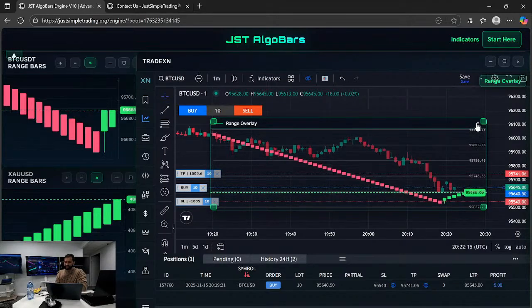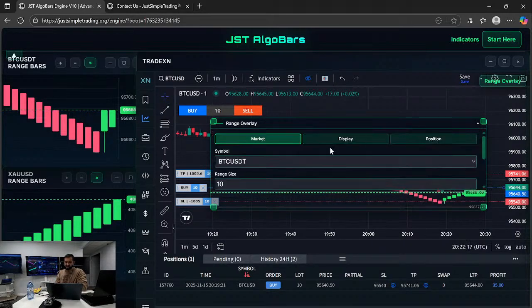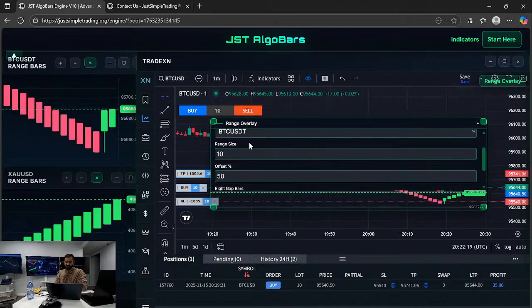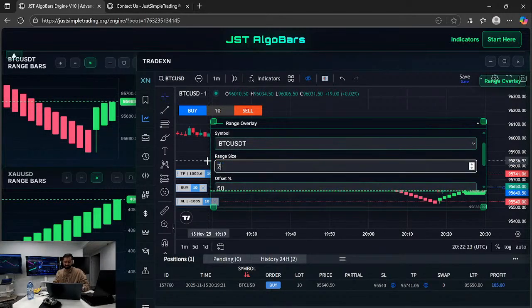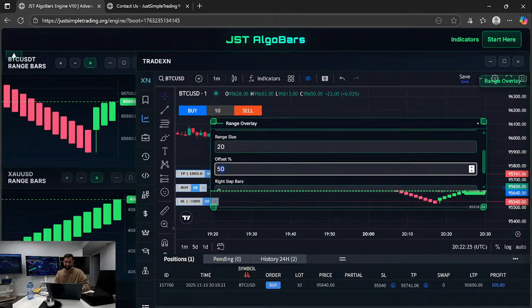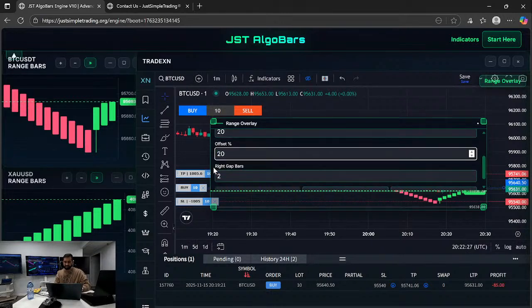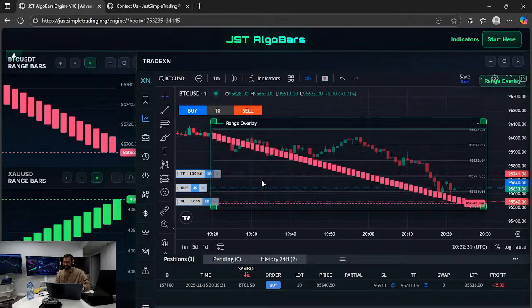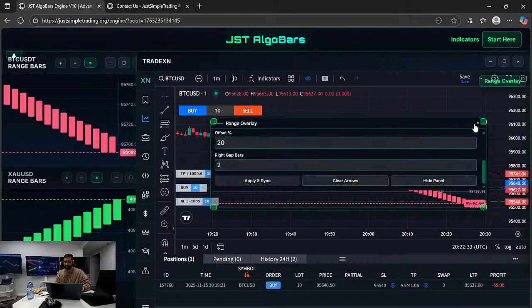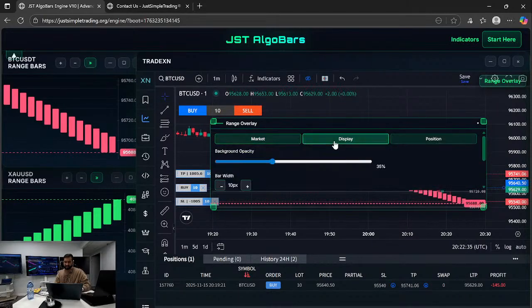Now, if you click this arrow on the top right, you go into the settings. Right here you can select the market. We're on BTC, so the range size I'll make the same, so 20, and offset I'll make it 20 as well. Then I'll just click apply and sync. So there we go. Now it's 20 and 20. Now we'll go back and I'll go to display.